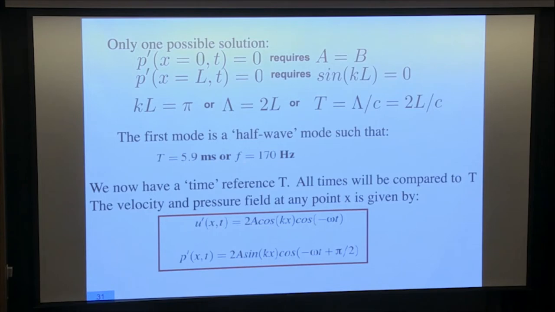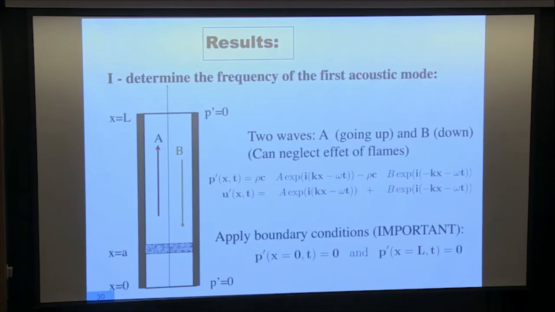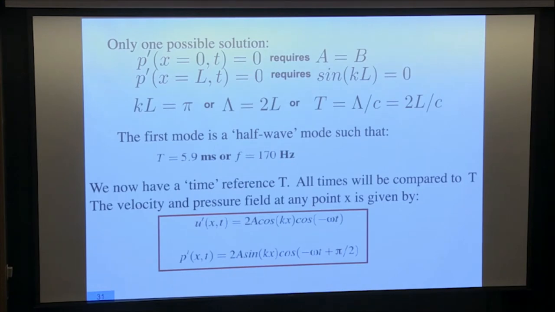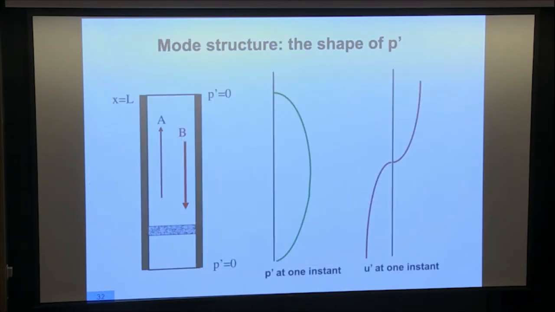Once you know the frequency, you can go back here in A and B, replace them, and obtain this expression for the velocity and for the pressure. I cannot tell you what A is, okay? A is the amplitude of the mode. Since we're looking at a linear problem, A could be anything, as long as it's small, okay? Don't make it too big, but in the linear regime, like for example when I'm talking now, this is obviously in the linear regime, so any amplitude will do here for A, and we don't need to say how much it is for the moment.